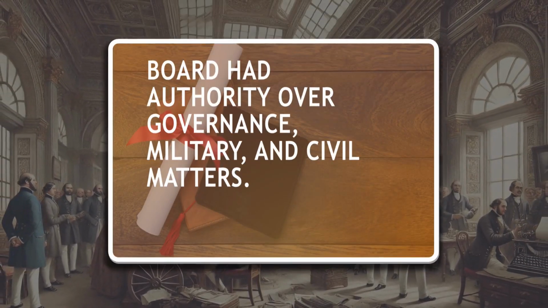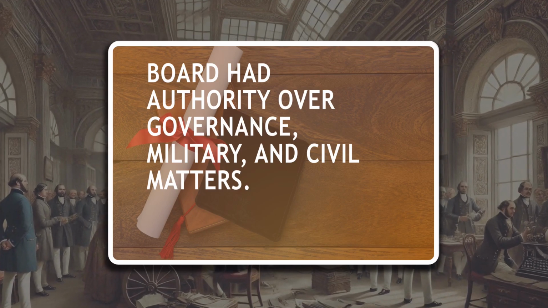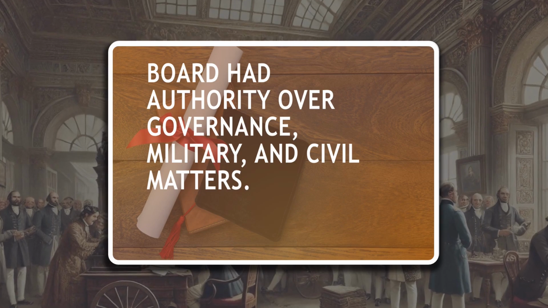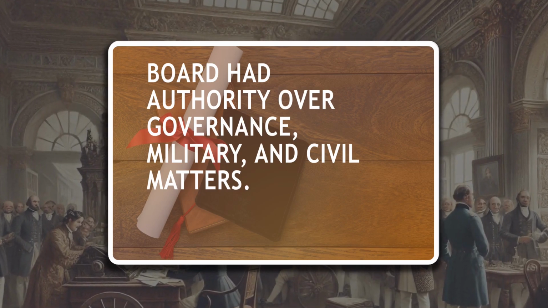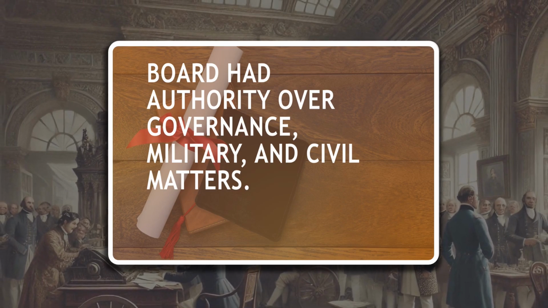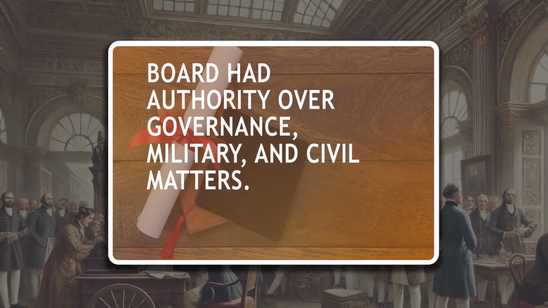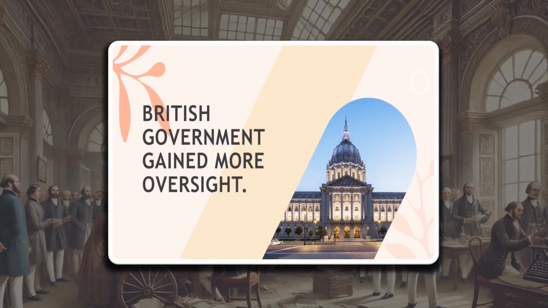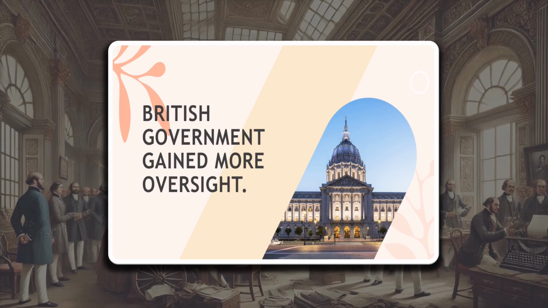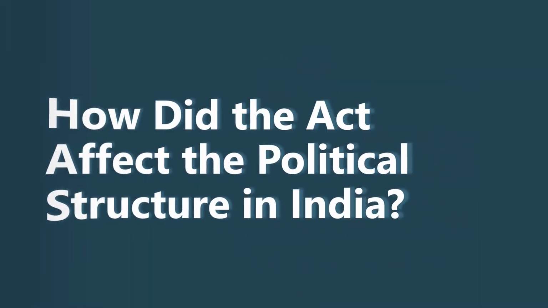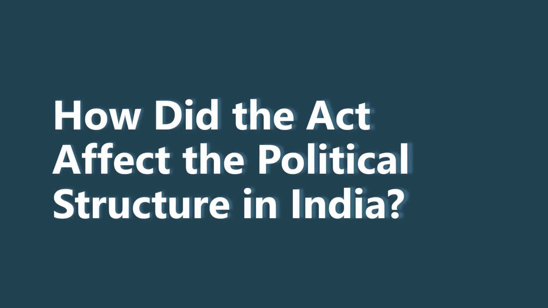The Board of Control was given extensive powers over the administration of India, including the military, civil, and financial matters. It could now review and approve decisions made by the East India Company's Court of Directors, who were previously in charge of managing the company's operations in India. The British government, through the board, had the final say over major decisions, ensuring that Indian affairs aligned more closely with British interests. How did the Act affect the political structure in India?